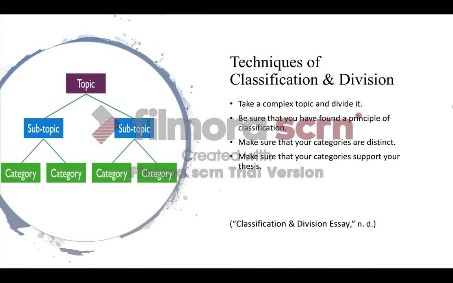While you may need to explain your choice of categories or principle of classification, avoid confusing the reader by using categories that overlap. Make sure that each category is distinct. Your information will be clear to a reader, and you'll have a much stronger essay. Lastly, make sure that your categories support your thesis. If you find that they don't, adjust your thesis to accommodate your change.